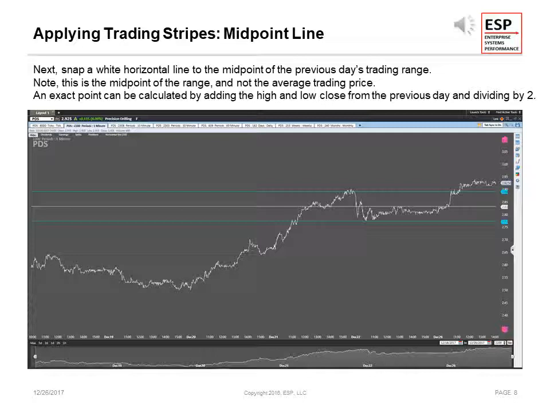After establishing the previous day's trading range, we want to next snap a horizontal white line to the midpoint of the previous day's trading range. Note that this is the midpoint of the range and not the average trading price. An exact point can be calculated by adding the high and low close price from the previous day and dividing by 2.